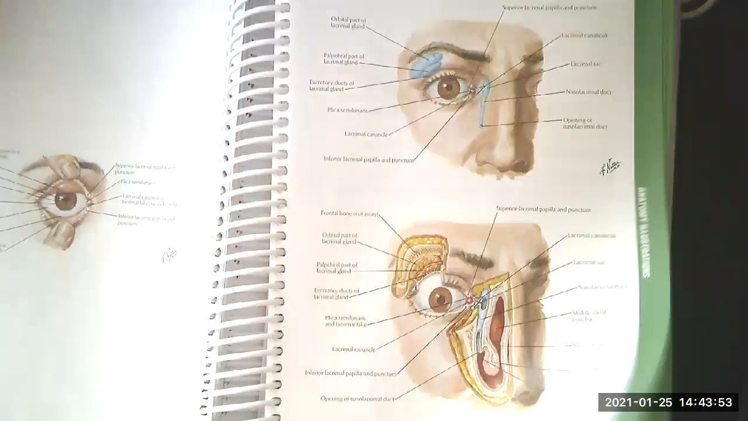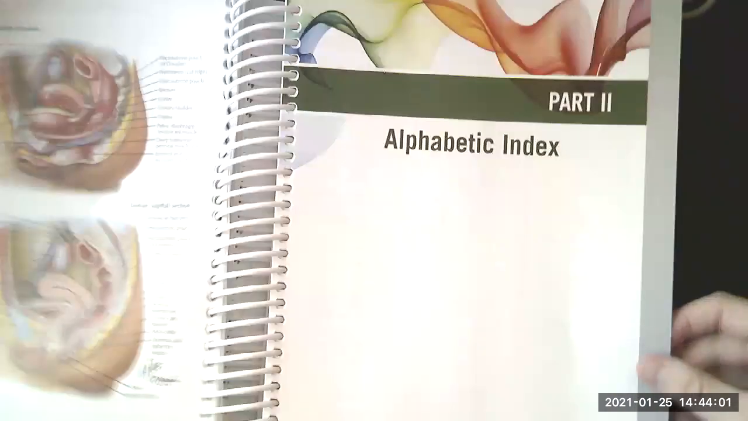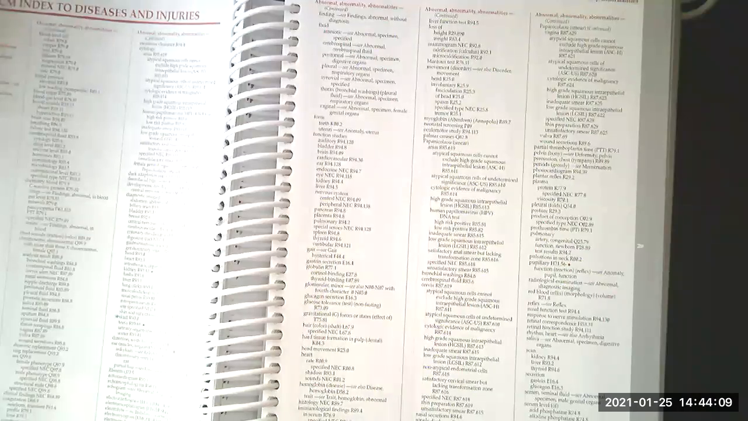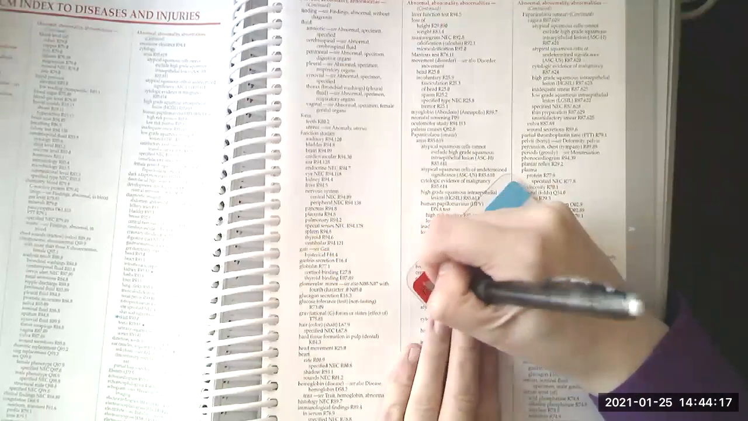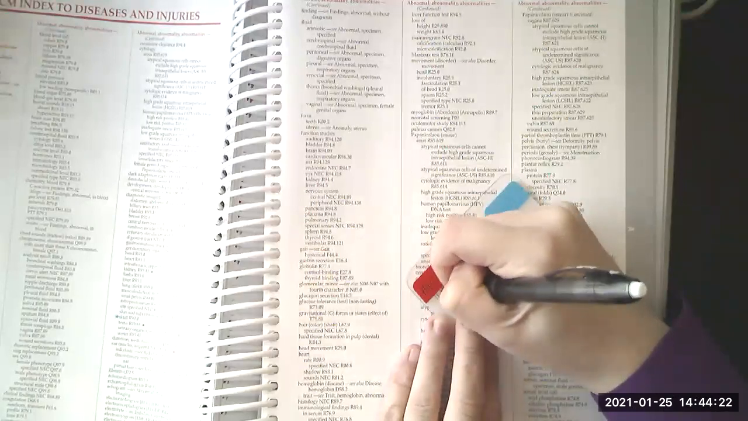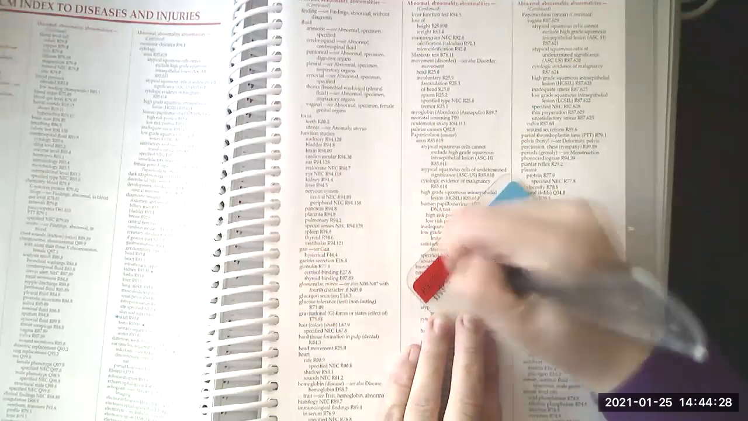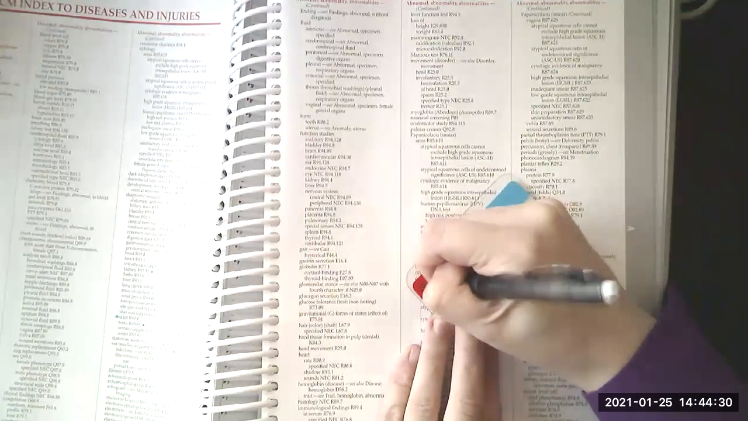So I would tab that and then skip through, and we are going to the alphabetic index. Again, I would skip to the first page. And then I would just write on your tab, I would just write it as alpha or alpha index, whatever you want. But you will use this every single time you code. So you'll get very familiar.